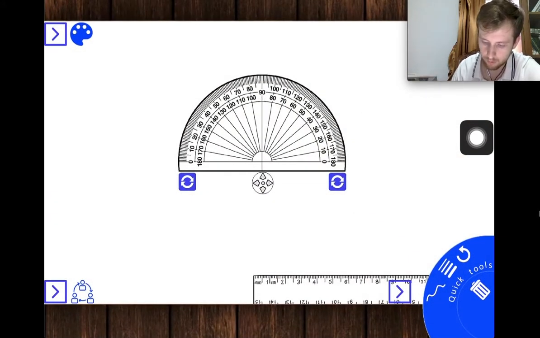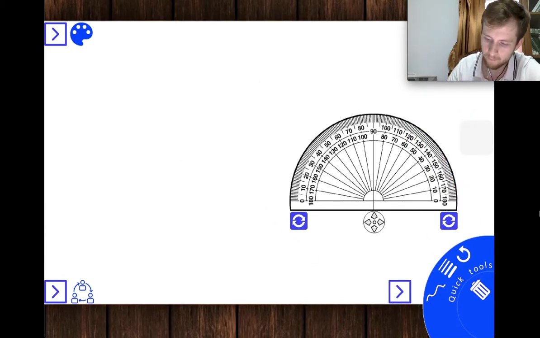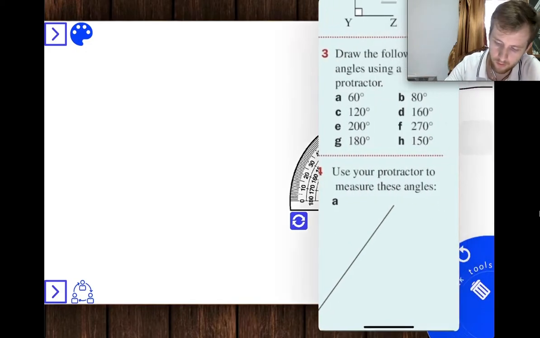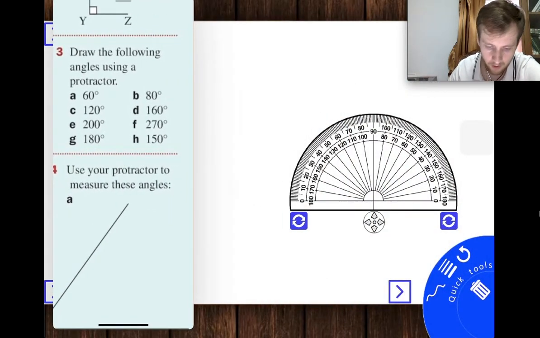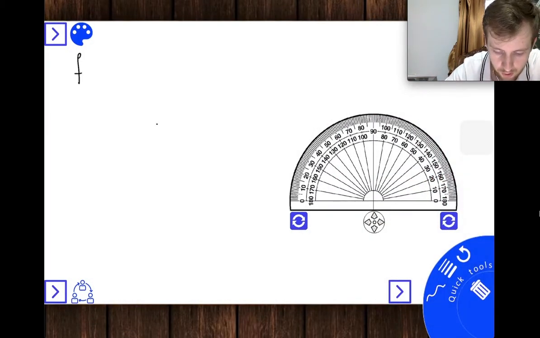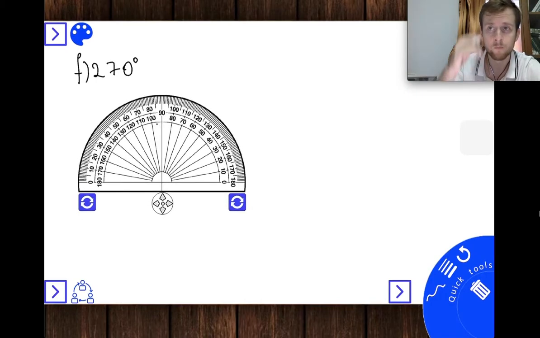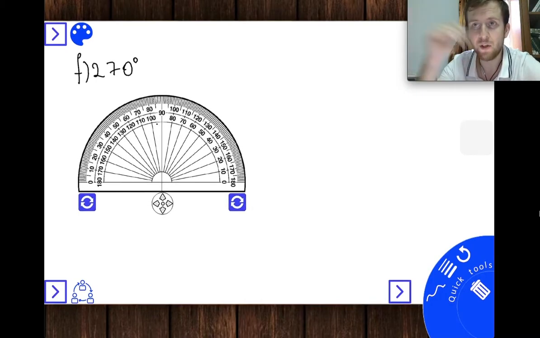Let's clean it all. Ruler, protractor. Okay, so again, we had this thing in here. So 270 degrees. We want to draw 270 degrees. How do we do that? If you notice on this protractor, we don't really have this angle. We don't even have 270 degrees on the protractor.